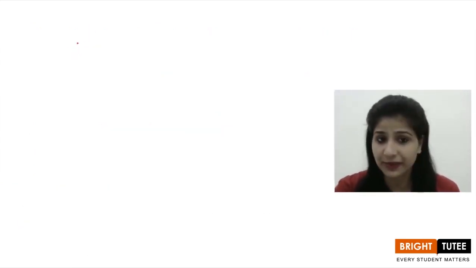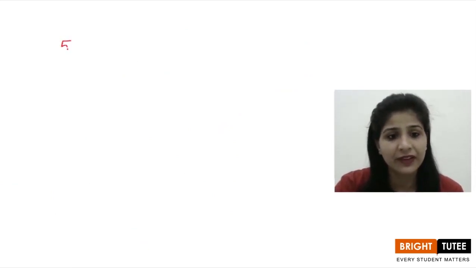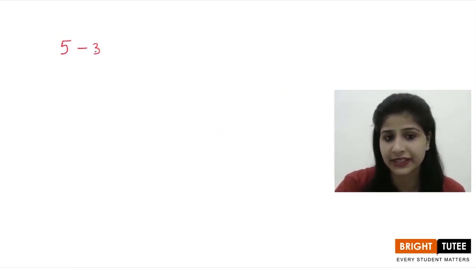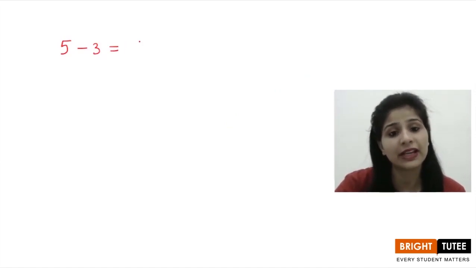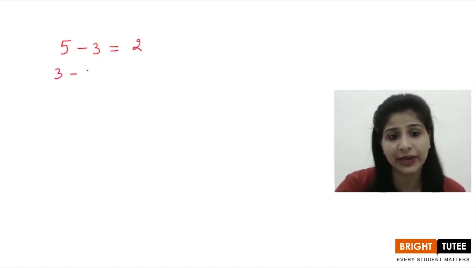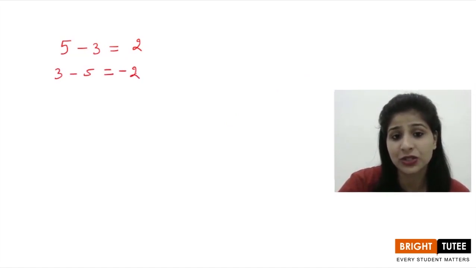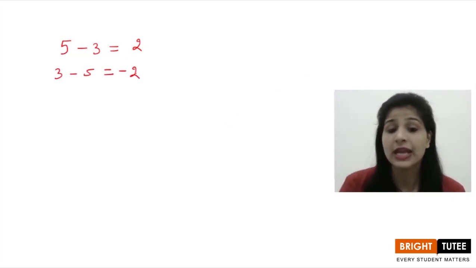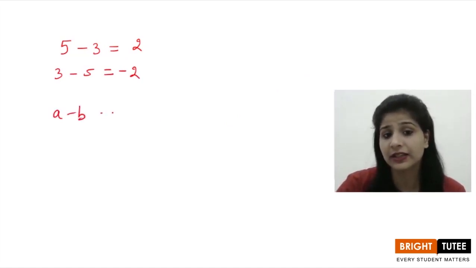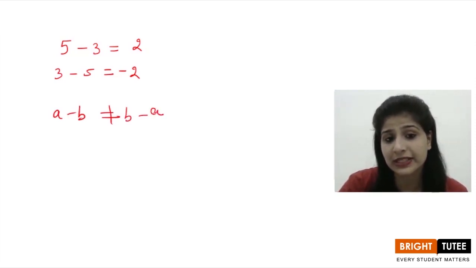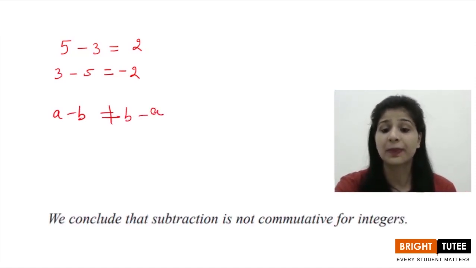What about the subtraction? If I do 5 minus 3, what will I get? 2. But if I do 3 minus 5, I will get minus 2. So are these two equal? No. A minus b here is not equal to b minus a. So we can say subtraction is not commutative for integers.